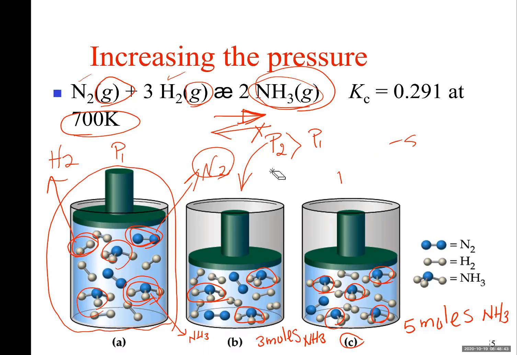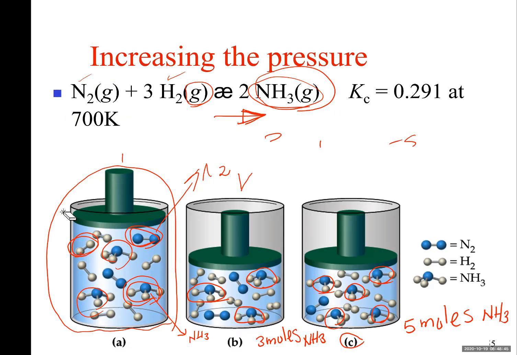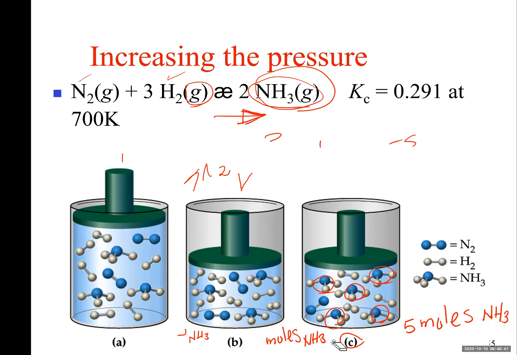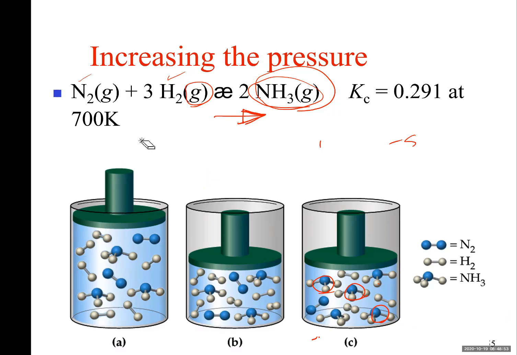So I'm going to clean up the board so we can see better. What did we do here? We increased the pressure of the reaction mixture by pushing the piston down. By applying more force to the piston, the volume is reduced, and the pressure has gone up.